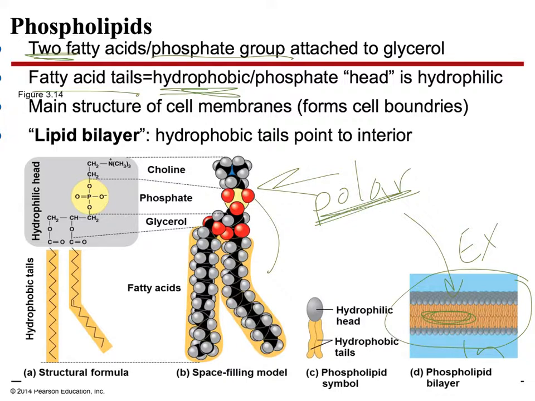It is in a bilayer, meaning there are two layers of that molecule, and the polar end again is going to point to both the exterior and the interior of the cell, which then the tails are going to hide out in the middle. So this is the structure again that forms the main structure of cell membranes and forms boundaries of cells, because this molecule kind of sets itself up and defines the inside and the outside of the cell.